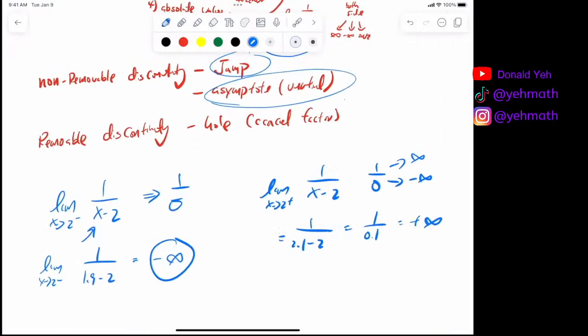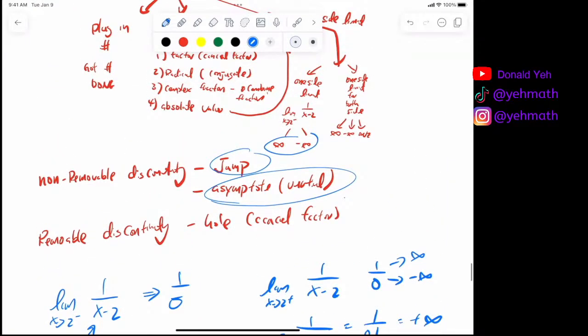And that's why I say if the one-sided limit is given, usually you're going to get either negative infinity or positive infinity, because you can reach 2 from the left side or 2 from the right side.